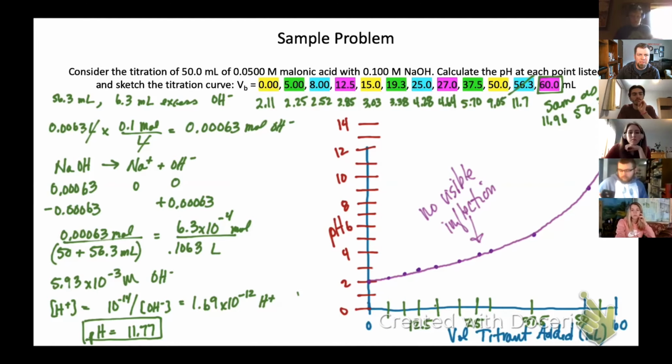Any last questions? Sorry, I did have one last question. I hate to be that guy, but no, you're fine. You know how at 0 milliliters we did the RICE table to figure out how much of it was dissociated. The reason we didn't do that at the end here with the NaOH is because it's a strong base, whereas if it's a weak base, we would need to. Yeah. So if it was a weak base, we would just need to do that again after the final equivalence point. Although with two competing equilibria, we're not going to do a problem where it's a weak acid and a weak base together.